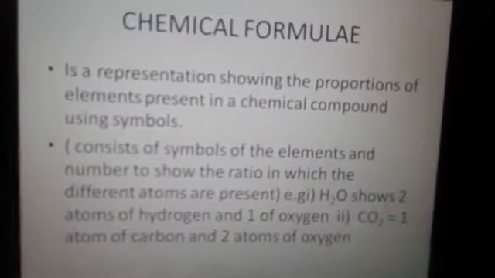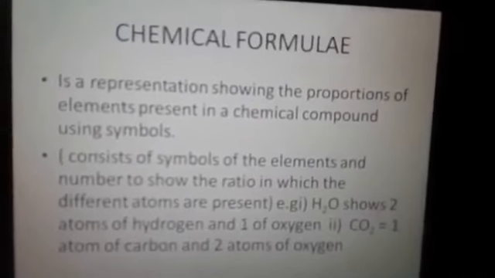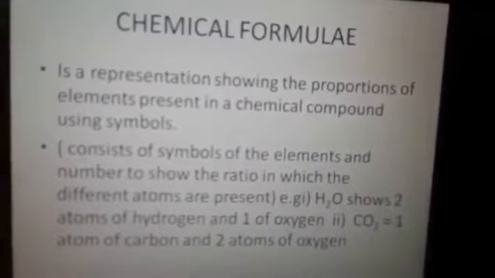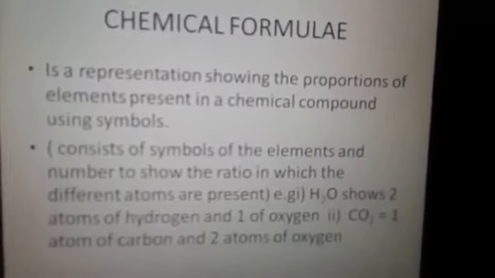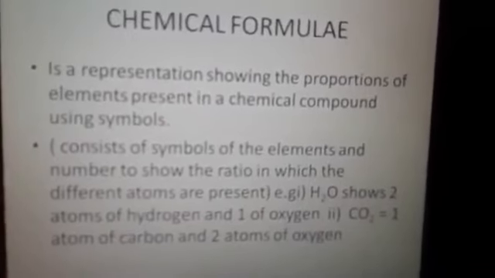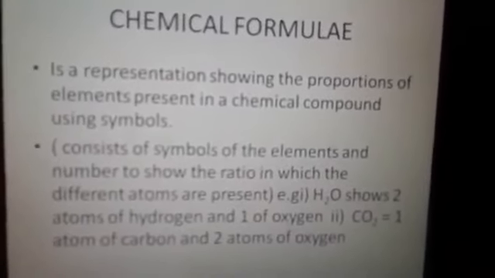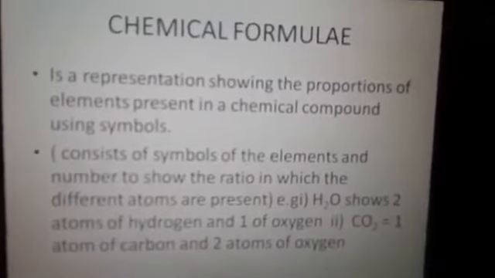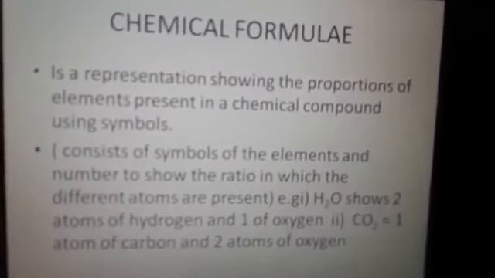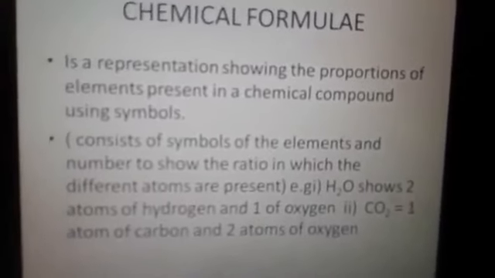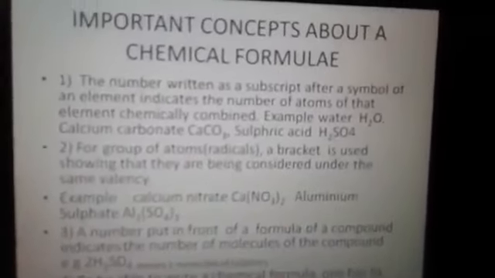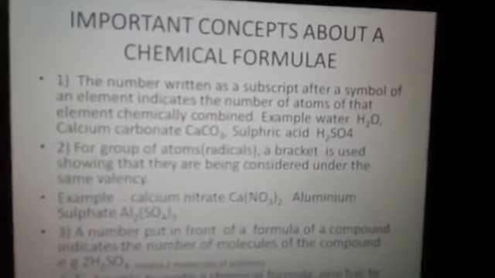A chemical formula is a representation showing the proportion of elements present in a chemical compound using symbols. It consists of symbols of the elements and a number to show the ratio in which the different atoms are present. So if you talk about H2O, it shows 2 atoms of hydrogen and 1 atom of oxygen. If you talk about carbon dioxide, 1 atom of carbon and 2 atoms of oxygen. So those illustrate that.